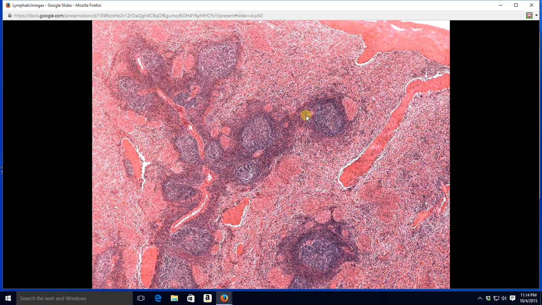Here we see a histological section of the spleen. Here's the capsule up here, trabecula right here. The purple areas are the white pulp. Purple because they're so rich in lymphocytes. All this other stuff is the red pulp, rich in blood vessels, capillaries, sinuses, and of course, macrophages.